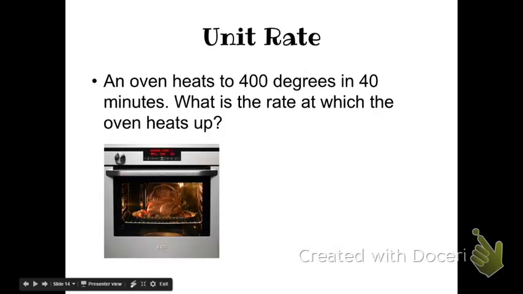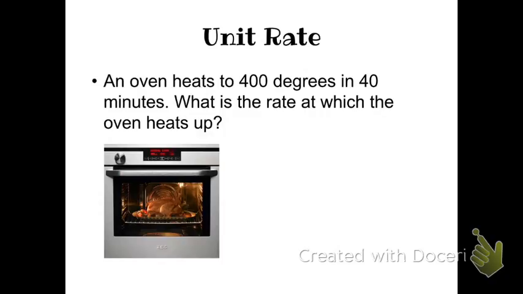Okay, let's look at this one. We have an oven. It heats to 400 degrees in 40 minutes. Now, notice the next sentence doesn't say how many something per something. But it does say what is the rate, that gives you a hint that it's a rate question, at which the oven heats up. So what are we comparing?